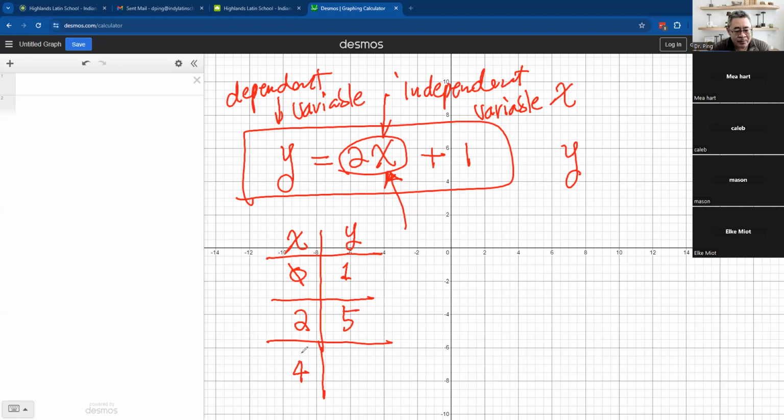Okay, well, let's see. If x is 4, we basically plug this number into the x. So 2 times 4 is 8, but we still have plus 1. So we got 9 here. Now, we continue this. What happens if x is -1?